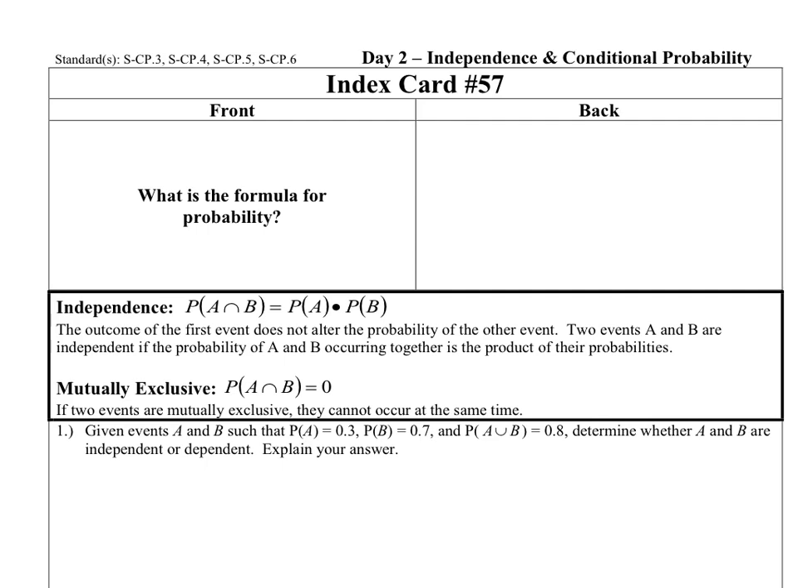Now, first up is our index card of the day. What is the formula for probability? There's two different ways that it can be written, and I'm going to show you both ways. It is the probability of A and B equals the probability of A plus the probability of B minus the probability of A or B. That's a minus, right? This is your and, this is your intersection, and that's your or. So A and B equals A plus B minus A or B.